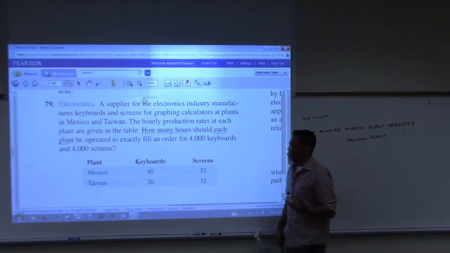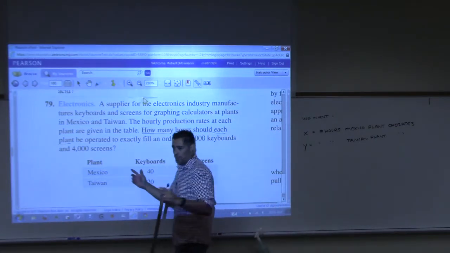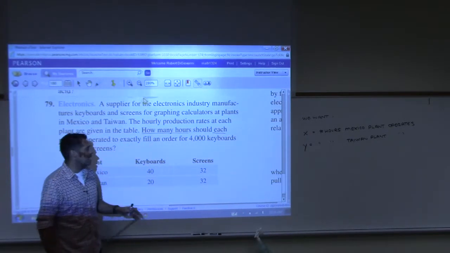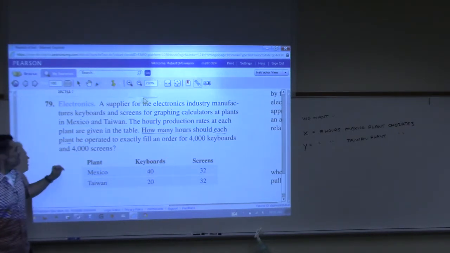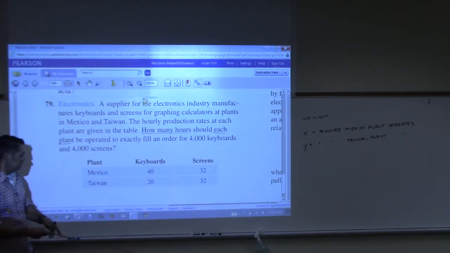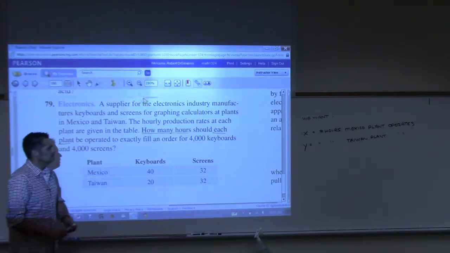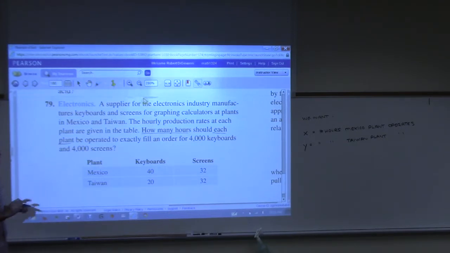So for our company, we need to utilize both plants, and we need to figure out how many hours they need to operate so that we get exactly 4,000 keyboards and exactly 4,000 screens. How many hours? So how can I figure that out?